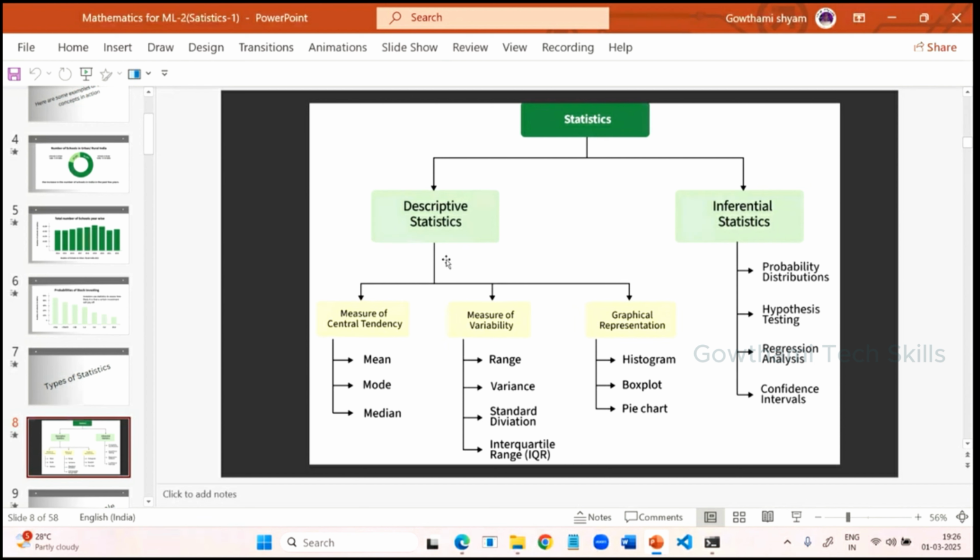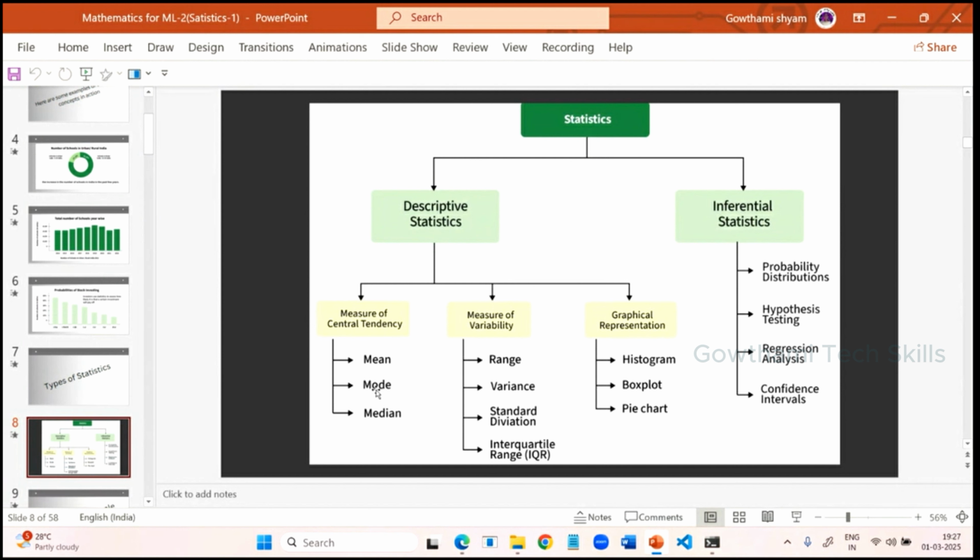In descriptive statistics, we are going to cover measures of central tendency, that means the mean, the mode, and the median. We already discussed this. Whenever you want to handle missing values, with what value you want to replace them is very important. You can replace with the mean, the median, or the mode. Median we will not use that much. Mostly we will make use of mean and mode only.